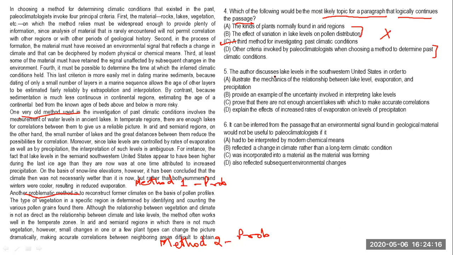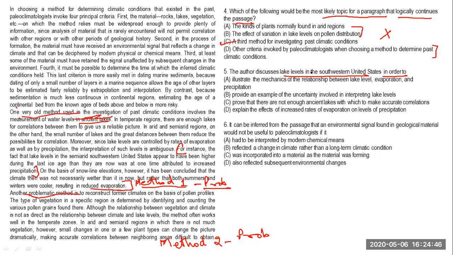Number 5, the author discusses lake levels in the southwestern United States in order to. Okay, so why does he discuss the lake levels in the southwestern United States? Well, we just read that this paragraph talks about method 1, which is the lake levels, and the problems associated with method 1. It was earlier believed that more rainfall was responsible, but now it is believed that reduced evaporation was responsible for higher lake levels, which means this method is faulty.